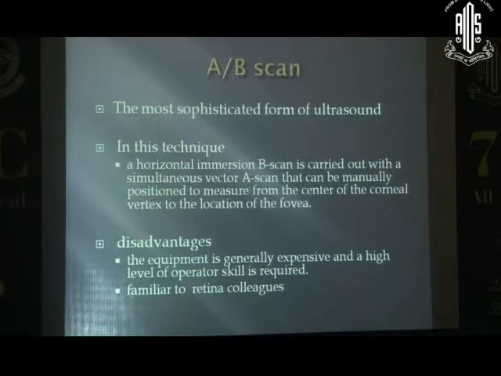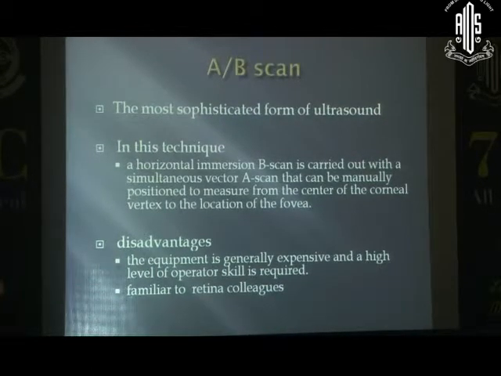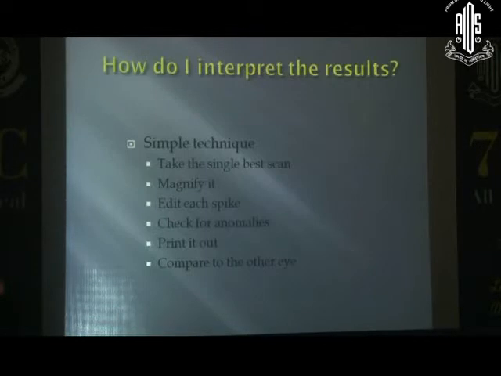this is a method which can be used where you have a horizontal immersion B-scan carried out with a simultaneous A-scan vector. This is normally used in ophthalmic ultrasound. The disadvantage here is the equipment is slightly expensive, because you need to have a B-scan along with an A-scan, and you need to be familiar with it. But in certain situations, this is the best possible thing available.